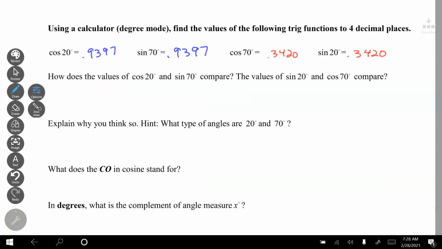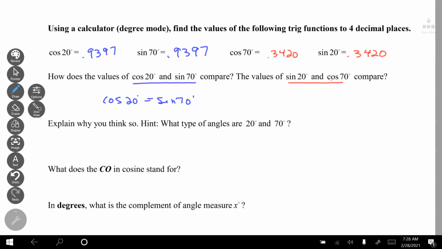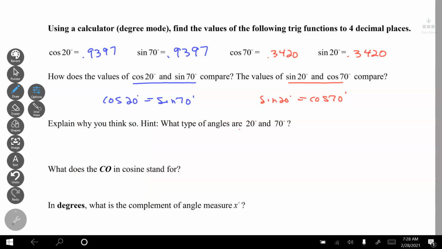Okay, copying down the information from the calculator, I see how do these two compare. Well, I see that cosine of 20 degrees is equal to the sine of 70 degrees. And how do these two compare? Well, I see that the sine of 20 degrees is equal to the cosine of 70 degrees. And what's the reason why? Well, the reason why is, what type of angles are 20 and 70? They are called complementary.